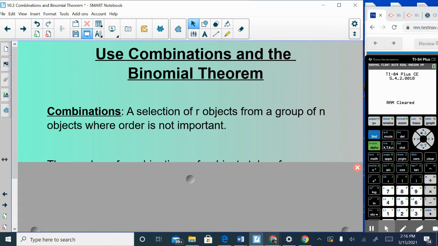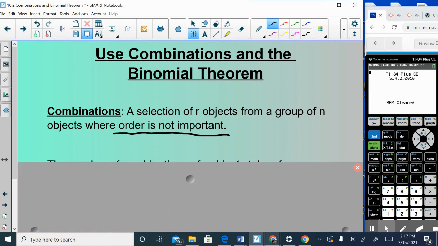All right, so in 10.1, we talked about something called permutations. And remember, permutations is when you are selecting some objects. We use the letter R for that. We are selecting R objects from a group of N objects. And with permutations from the last unit, order is important. With combinations, that would be the opposite of that. In combinations, the order is not important.